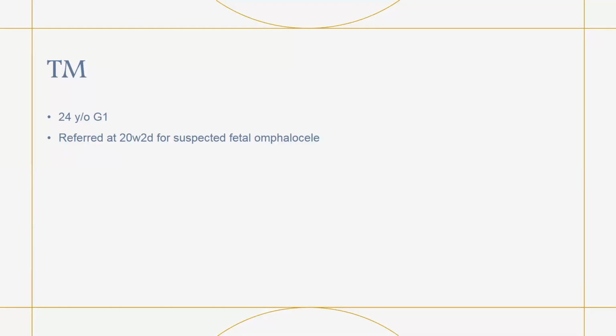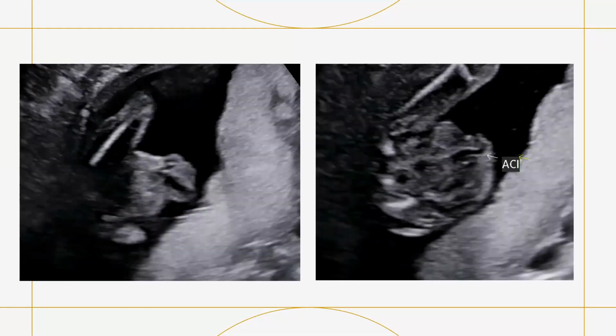She's a 24-year-old G1, and she was referred to us at 20 weeks. She had her normal anatomy scan at her primary obstetrician's office, where they identified what appeared to be a fetal omphalocele. And so she was made aware of that suspicion and arrived at my office at 20 weeks. And so I've got some pictures from our images.